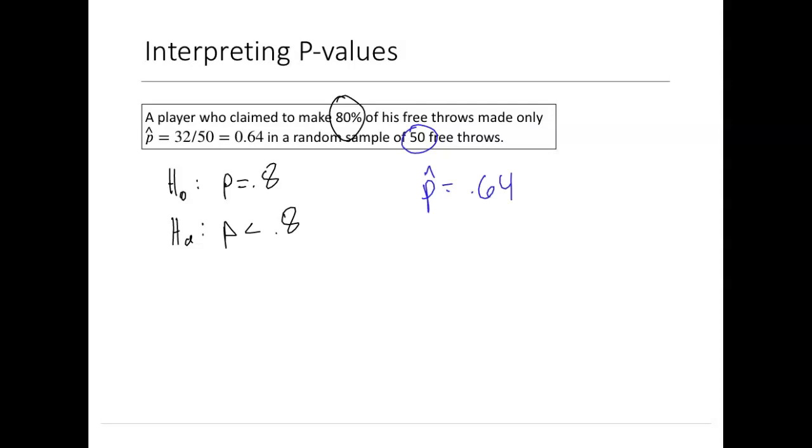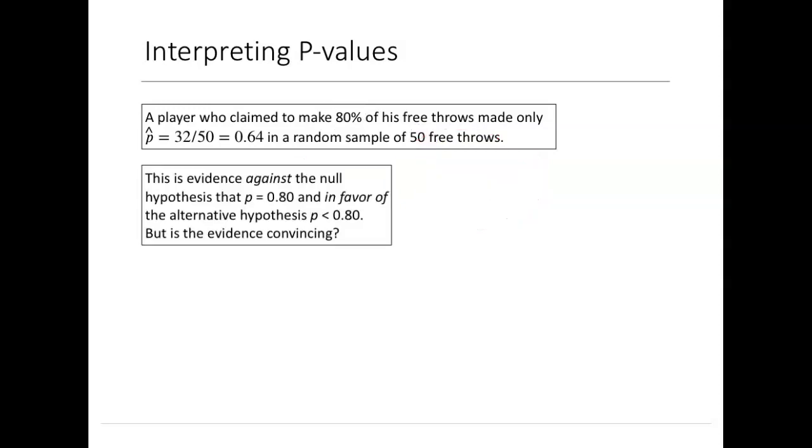So now we want to see, okay, was that just due to random chance? Or is it unlikely that he would randomly shoot 64% on 53 throws if his true shooting percentage is 80%? That's what we're going to look at. So this is evidence against the null hypothesis and in favor of the alternative, but is it convincing enough?